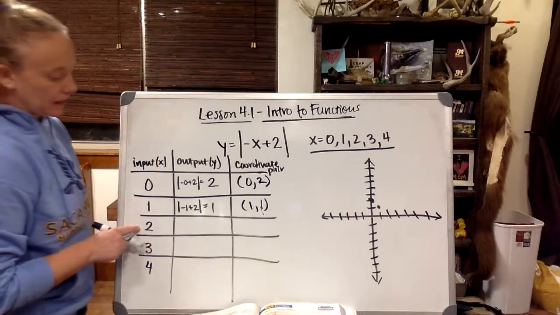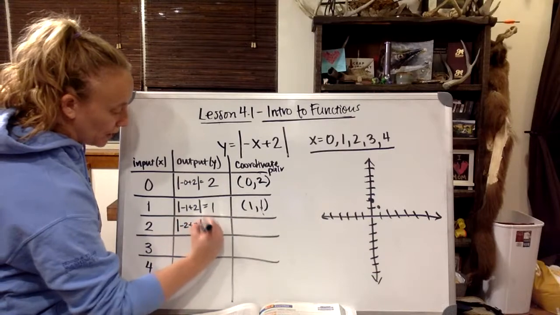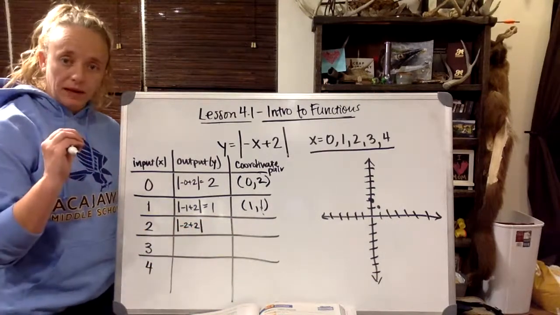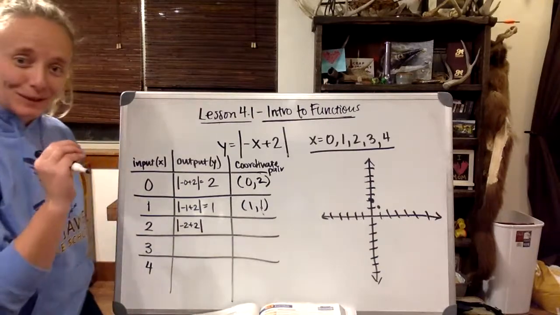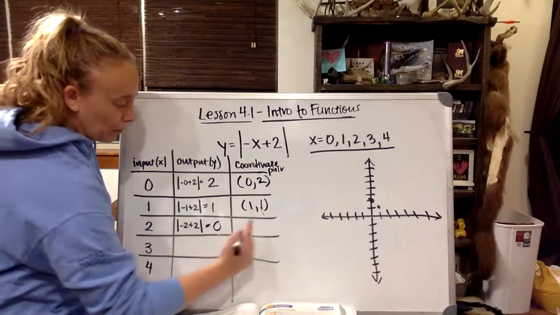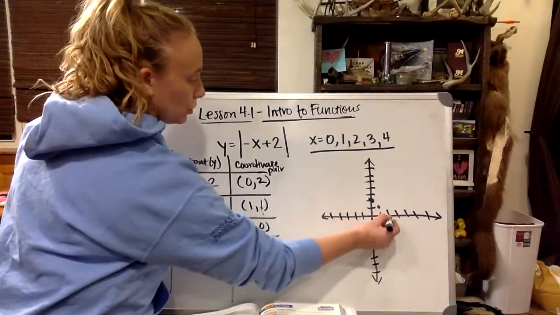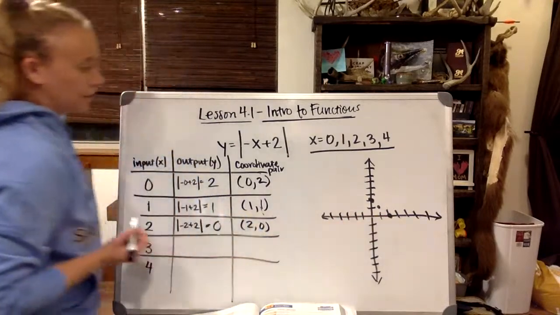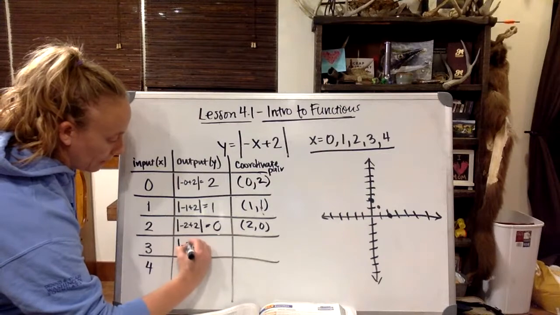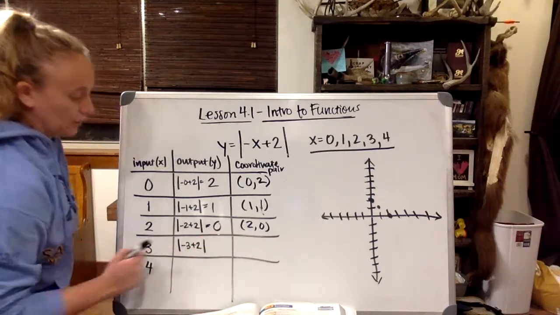Next one, 2. I'm going to put that into this absolute value. Absolute value of -2 plus 2. -2 plus 2 equals 0. The absolute value of 0, so the distance 0 is from 0, is 0. So my coordinate point is (2, 0). Next, 3. I'm going to put that in here: the absolute value of -3 plus 2.